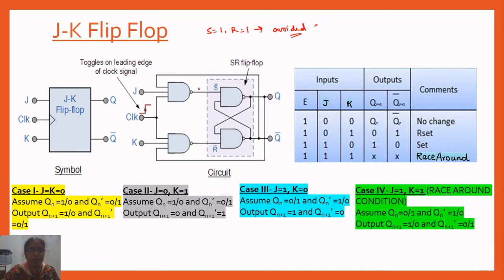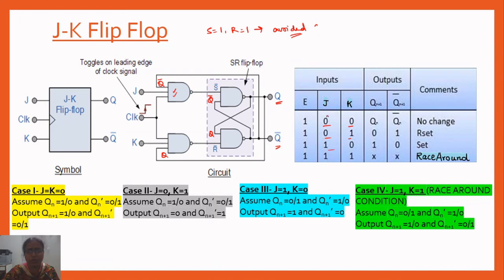So to remove that limitation of the SR flip-flop, the rest of the circuit is the same. We have just provided this Q and Q bar as feedback at the input gates also. So Q bar is provided here, and Q is here. Similarly, Q bar is here and Q is also provided at the input gates, which was not there in the SR flip-flop.